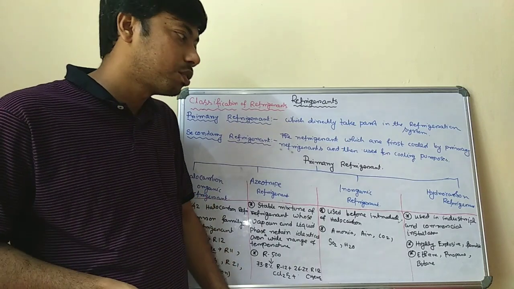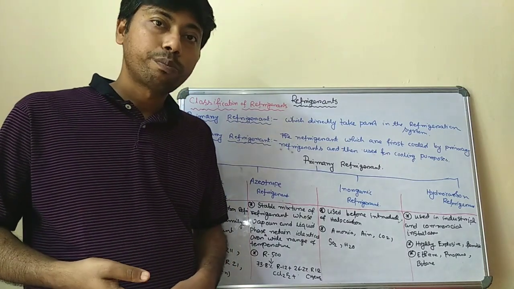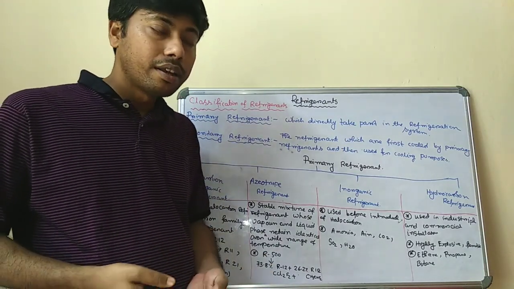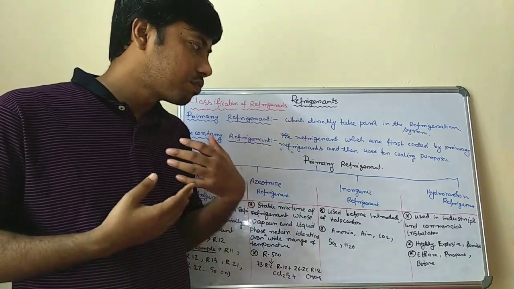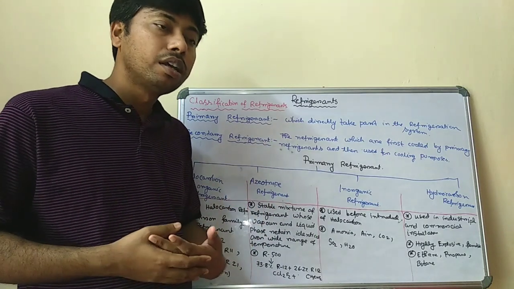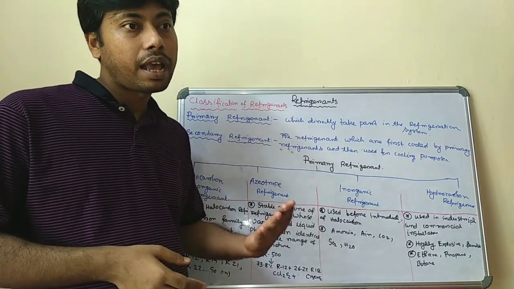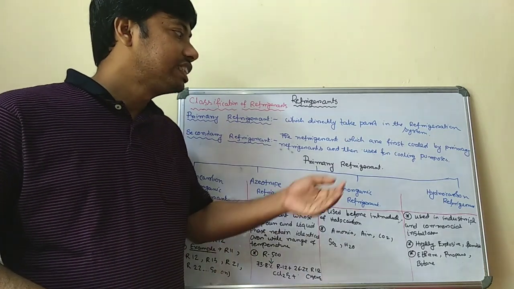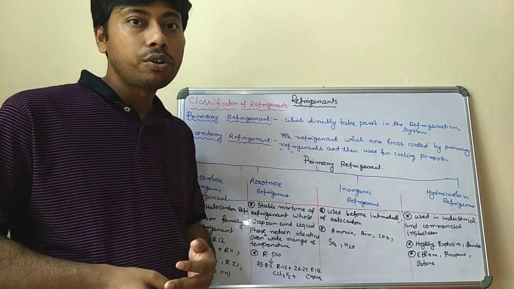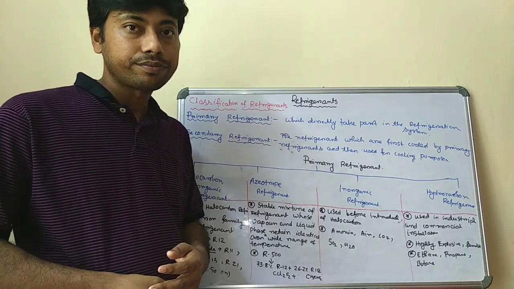Examples of hydrocarbon refrigerant are ethane, propane, methane, butane. These are hydrocarbon refrigerants because in ethane, propane, butane, in all these cases the main components are carbon and hydrogen. So that's why this type of refrigerant is called hydrocarbon refrigerant.